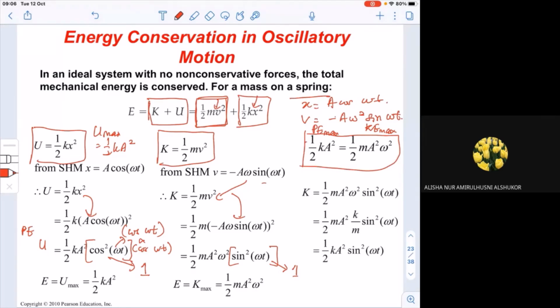But if you look carefully at the kinetic energy here, because it contains amplitude, half mA square omega square sine square omega t, the original one here, we can also write it in terms of k, because it contains omega, and we know that omega is the square root of k over m. Because it is squared, the only thing left is k over m. So we can put k over m to replace omega square, and we can cancel out m and m, and what's left is just half kA square sine square omega t.